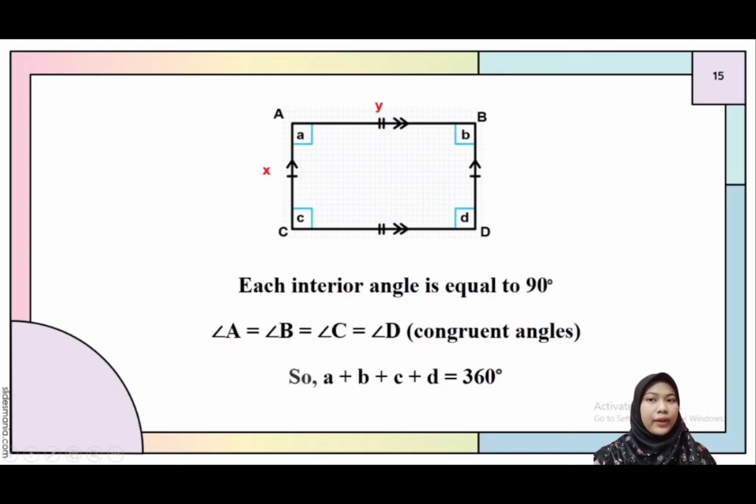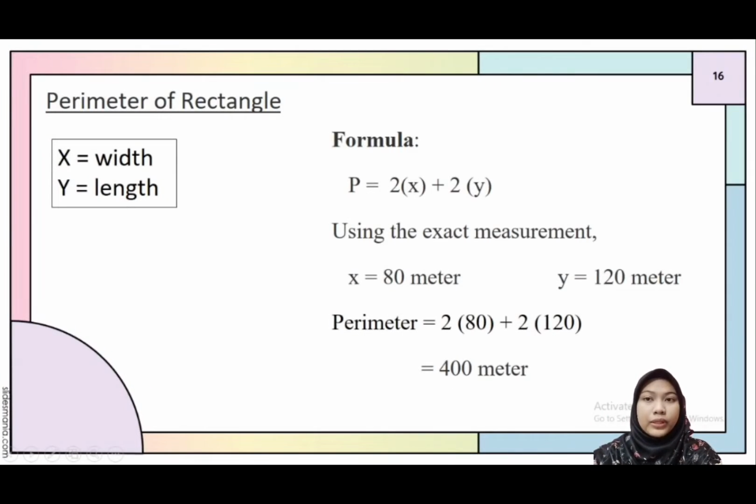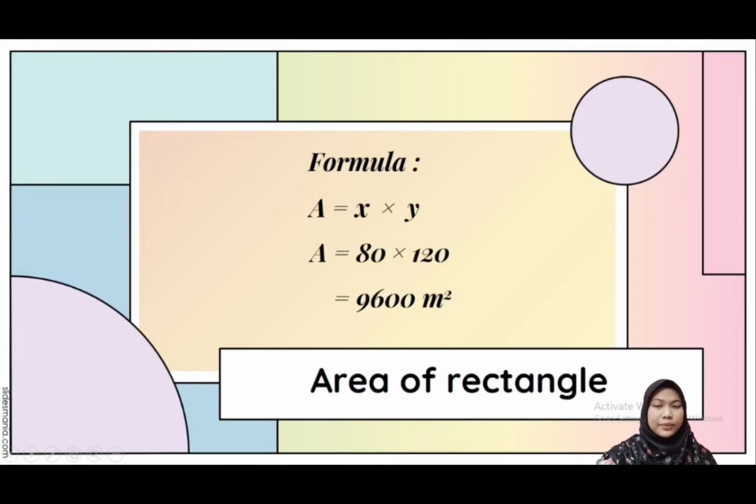So how do we find the perimeter of a rectangle? From the picture, we can say that x is the width and y is the length. The formula for the perimeter of a rectangle is 2x plus 2y. Using the exact measurements of the mosque, x is equal to 80 meters and y is equal to 120 meters. So the perimeter is 2 multiplied by 80 plus 2 multiplied by 120, and we get 400 meters. Next, the area of a rectangle. The formula is x multiplied by y. So we insert the measurements, 80 multiplied by 120, and we get 9,600 square meters.